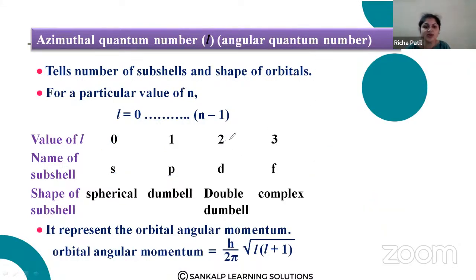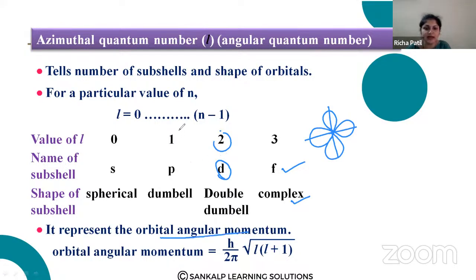Now, if L is equal to 2, the name of the subshell is d and it has a double dumbbell shape, like this. If the value of L is 3, the name of the subshell is f and it has a complex shape. This L represents the orbital angular momentum, and it is given by h by 2 pi times the square root of L into L plus 1.